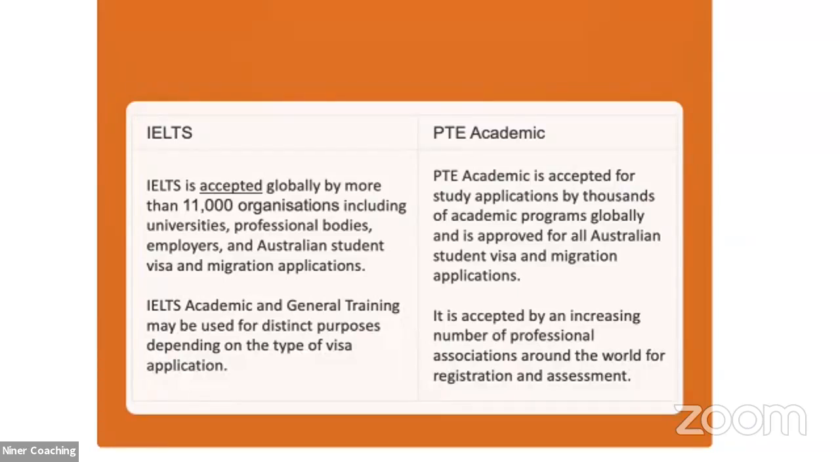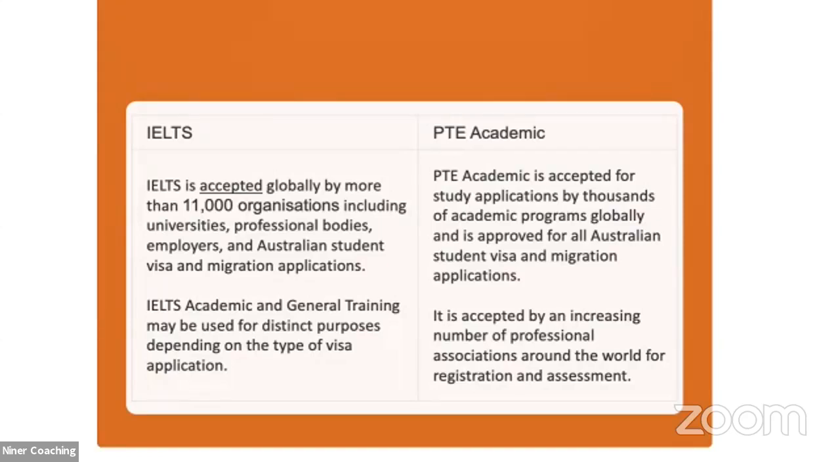Also, remember, IELTS academic and general training may be used for distinct purposes depending on the type of visa application. So for example, if you're applying for migration, you have the general training module. And if you're applying for work or for study, then you can take the academic module of the IELTS.